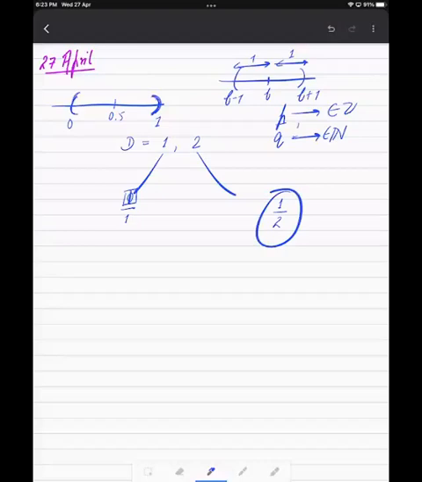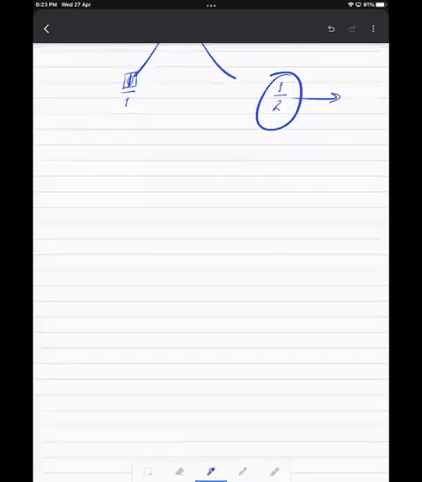Only 1 by 2. Yes. So if I'm telling you to find all the rational numbers in this neighborhood whose denominator is less than 3, you'll say only one number is there, 1 by 2. Okay. So with this, we are ready to prove this one.